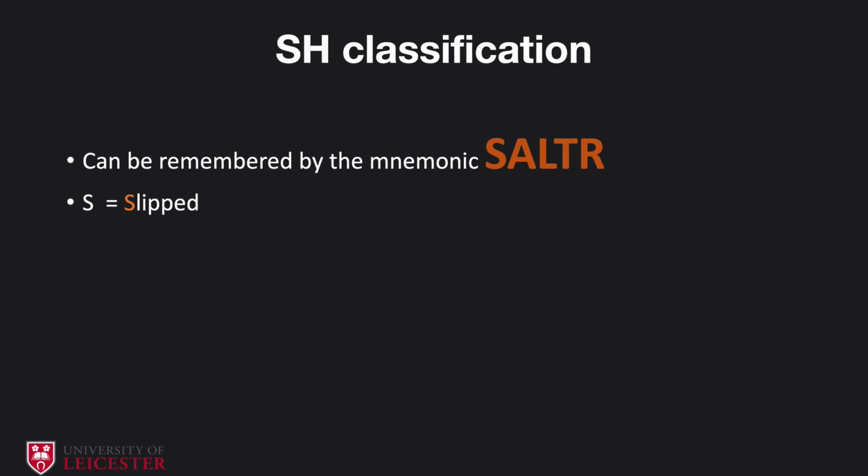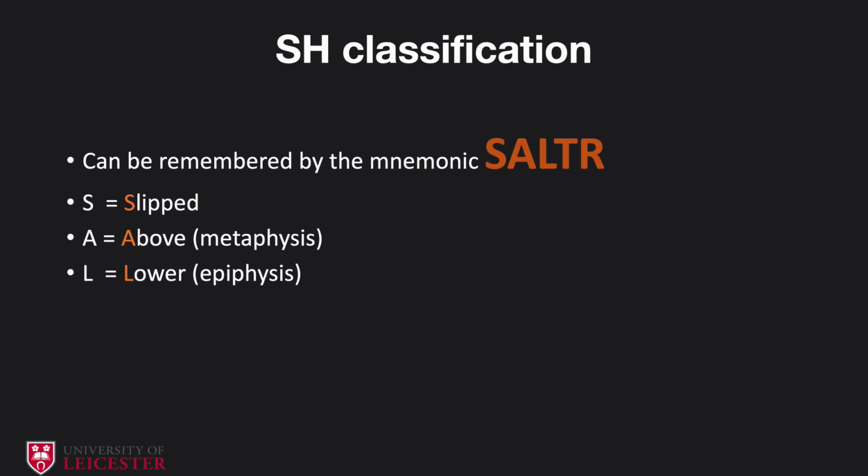Letter S for type 1, where the fracture plane passes all the way through the physis. A for above, where the fracture plane passes across the growth plate, then through the metaphysis. Type 3 for lower, where the fracture plane passes through the growth plate down to the epiphysis. Type 4 for through, where the fracture plane passes directly through the metaphysis, growth plate, and down through the epiphysis. Type 5, where the fracture plane causes direct damage of the growth plate without any displacement.